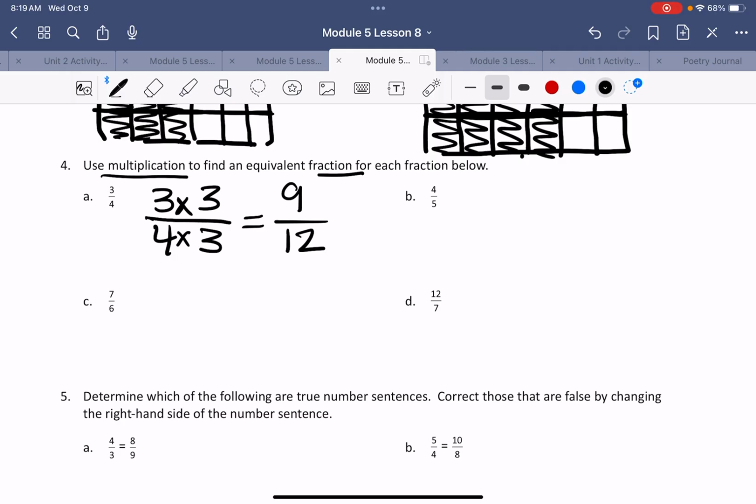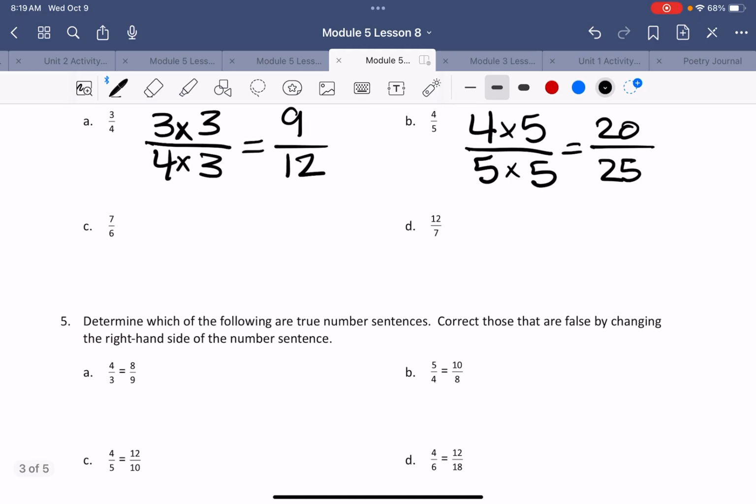All right, let's look at B, 4/5. I can multiply this by any number as long as the top and the bottom are the same. So any number 2 through 9, I could write and multiply. So let's do 5. 4 times 5, and 5 times 5. So 20/25ths.